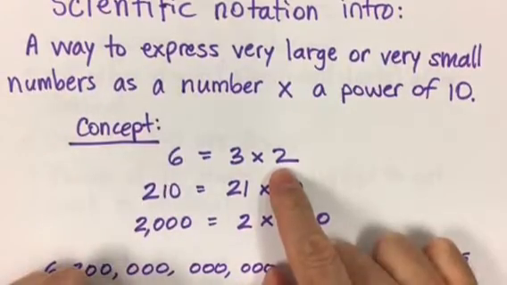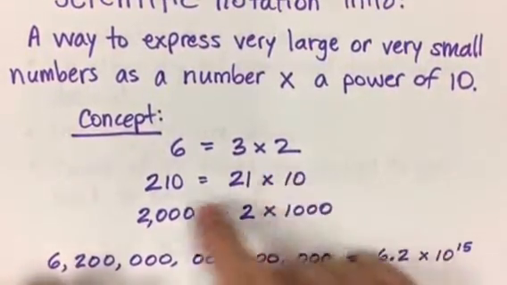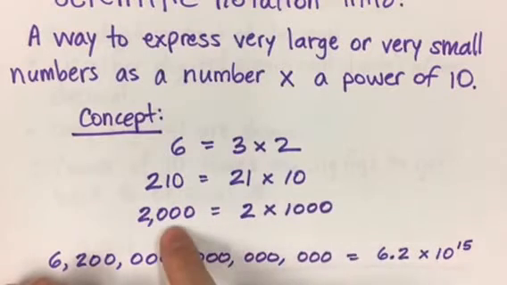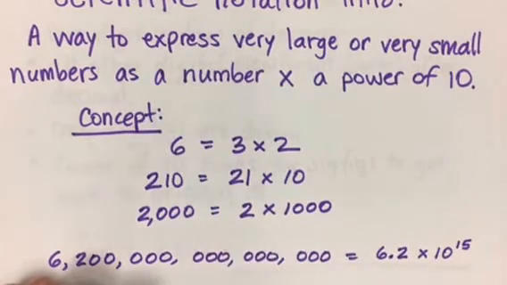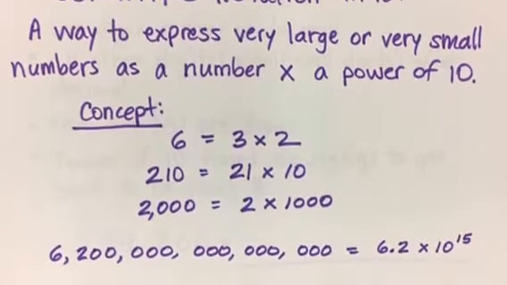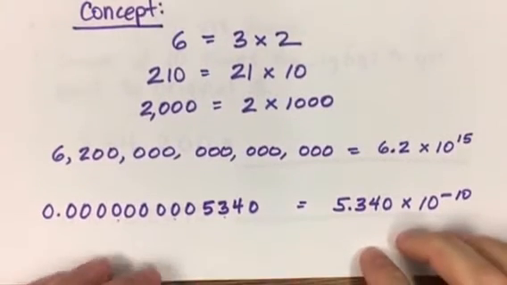For example, 6 can be written as 3 times 2. 210 could be written as 21 times 10. Or 2000 could be written as 2 times 1,000. So any number can always be written as a product of two other numbers, and that becomes handy when you need to write extremely large numbers or extremely small numbers, such as these two.